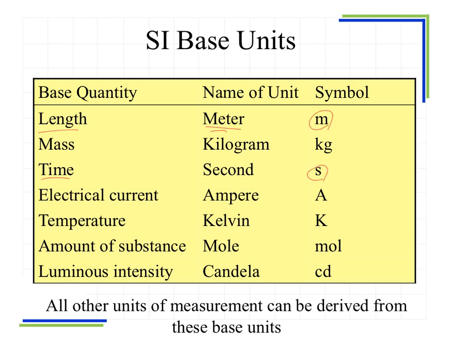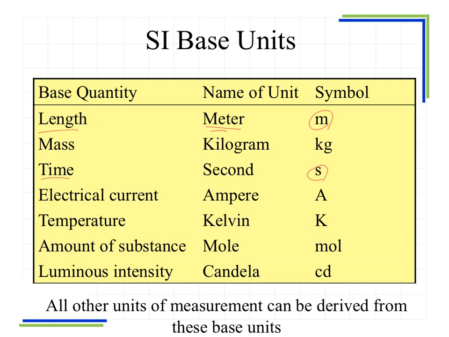We abbreviate meter with M and second with S. We have mass that we're going to talk about. Electrical current, we're not going to talk about this in this one, not until general chemistry 2.